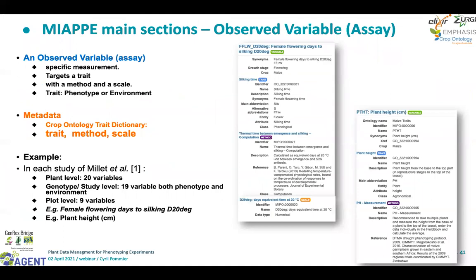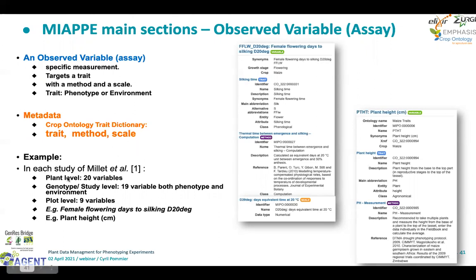Conceptually, an observed variable, an assay, is a specific measurement. It targets a trait, it has a method, a scale, and importantly, a trait can be a phenotype or an environment. You can measure soil property in a given microplot through the crop ontology model. So it's a crop ontology trait dictionary: trait, method, scale.